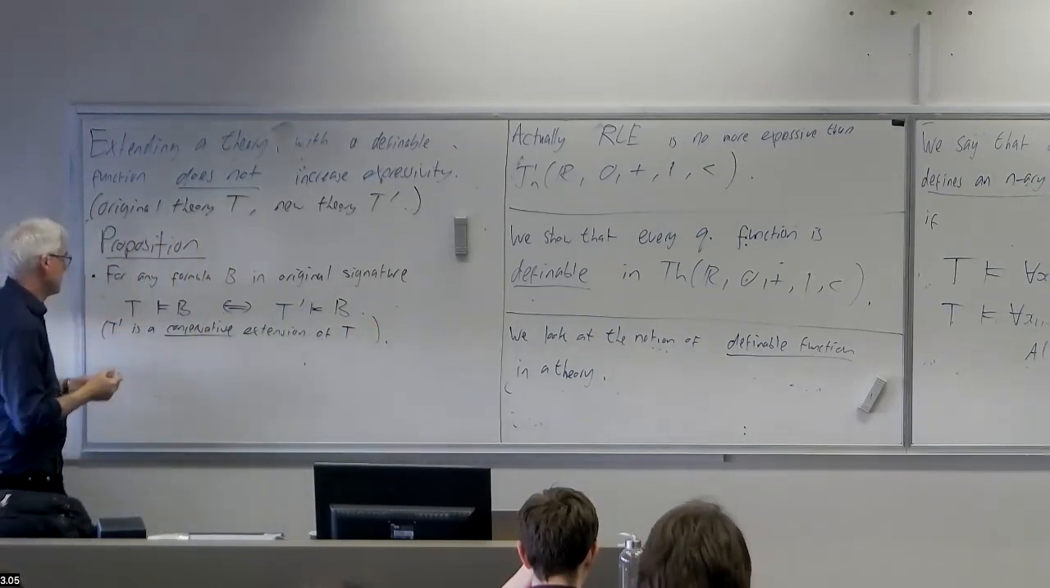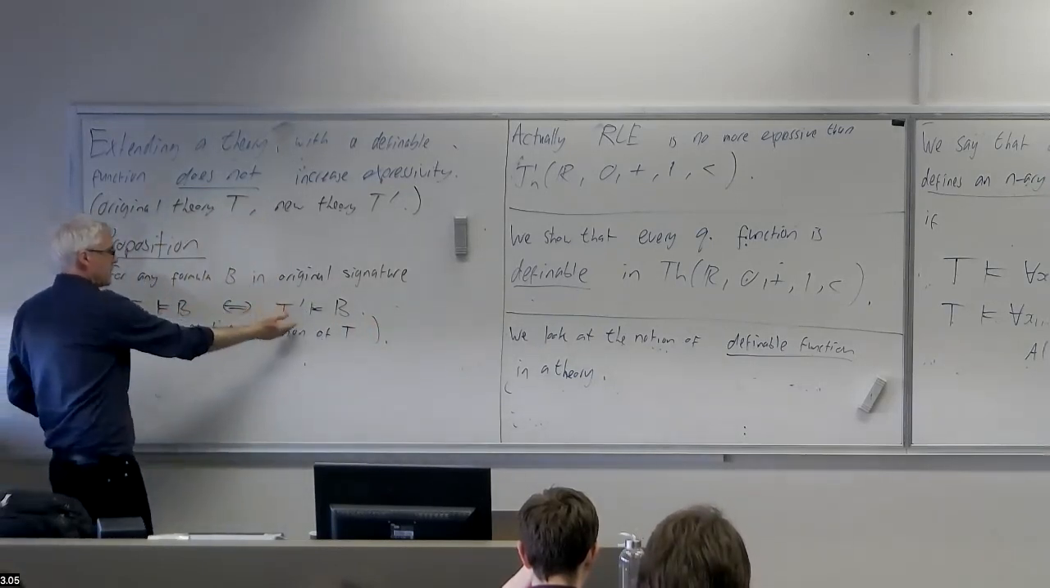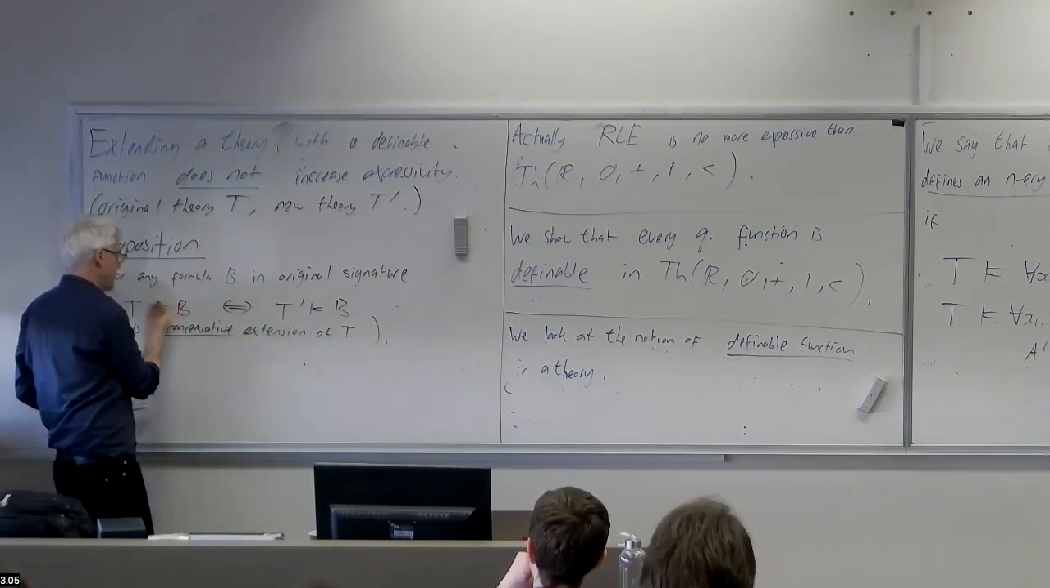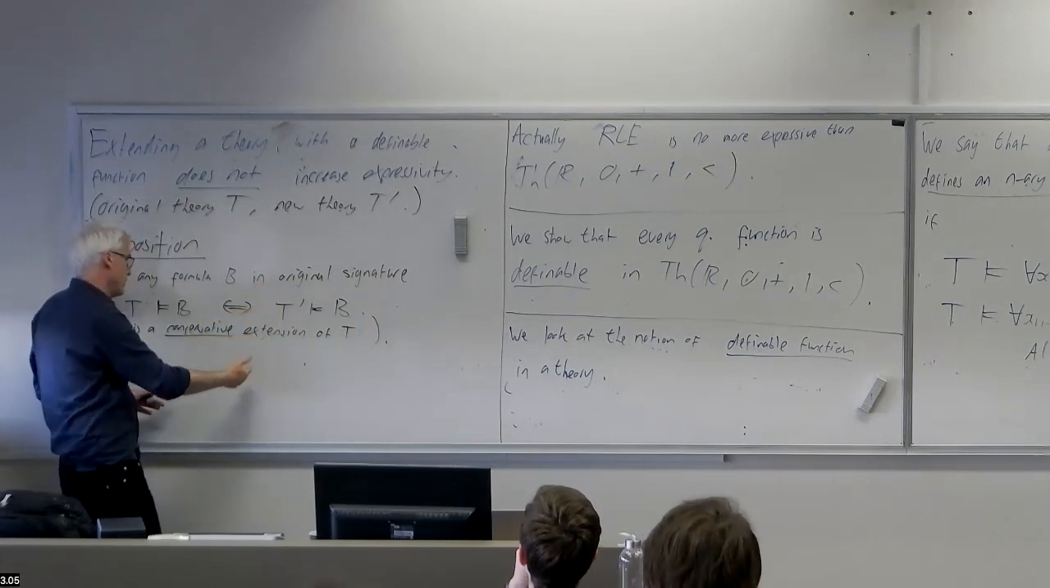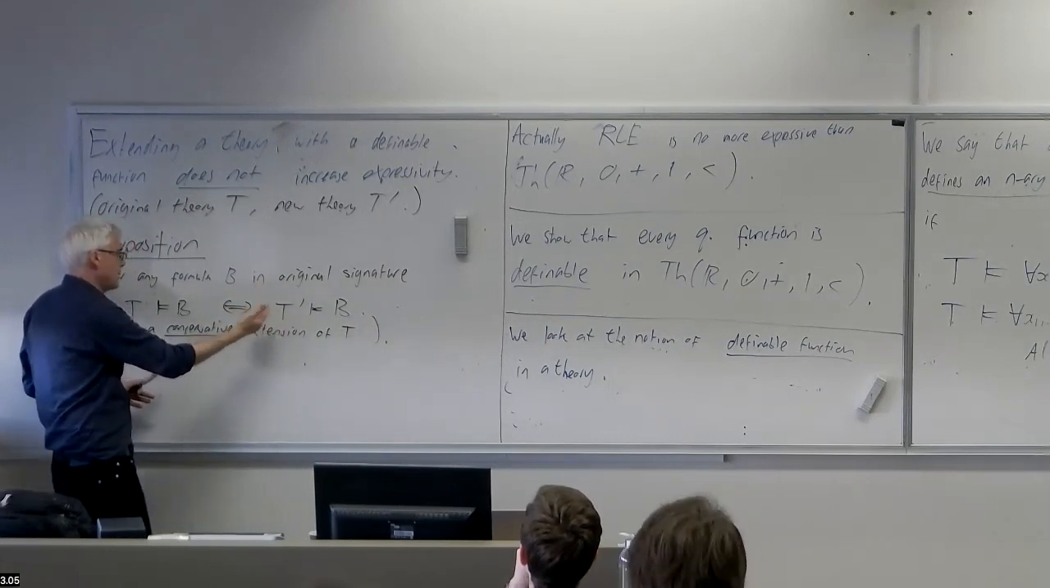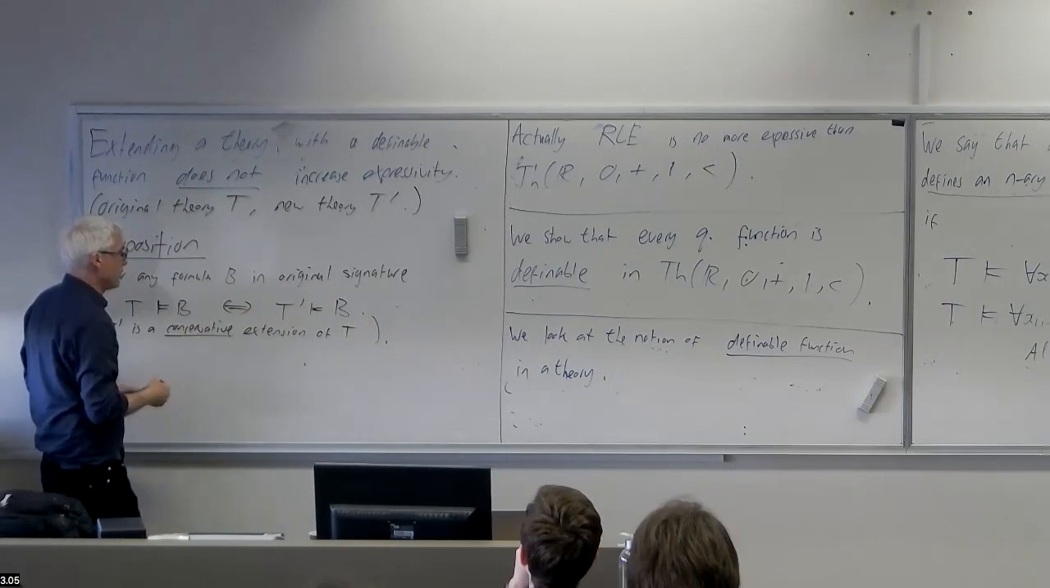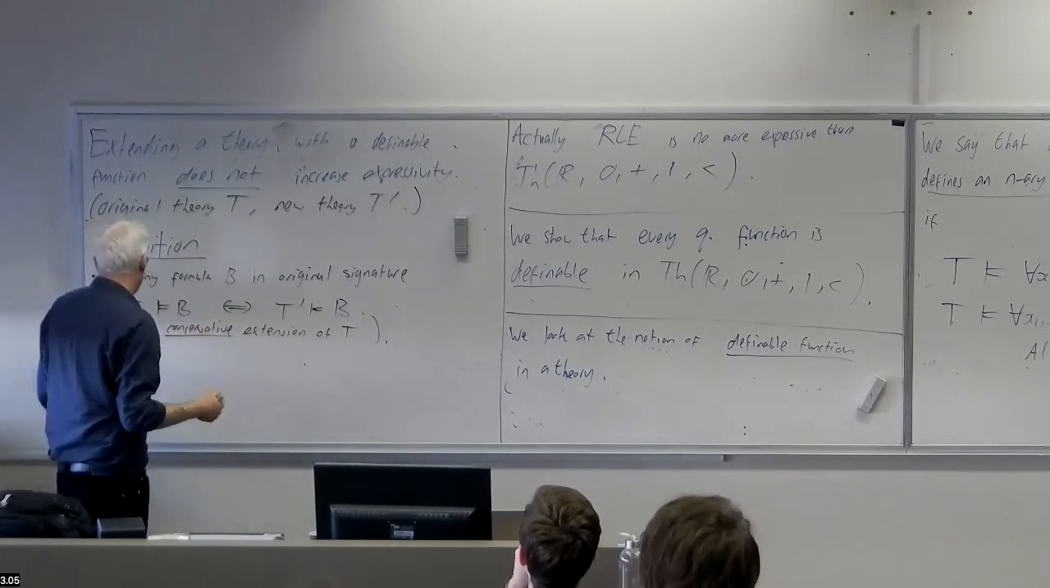So the extension is the left to right implication. T prime proves all the stuff that T proved, but it's conservative in that, within the language that we had before, T prime doesn't prove anything new.